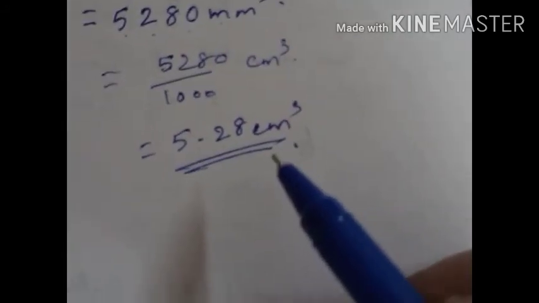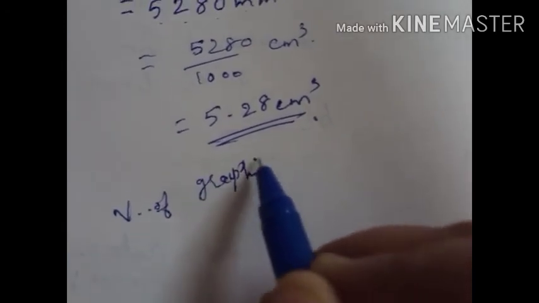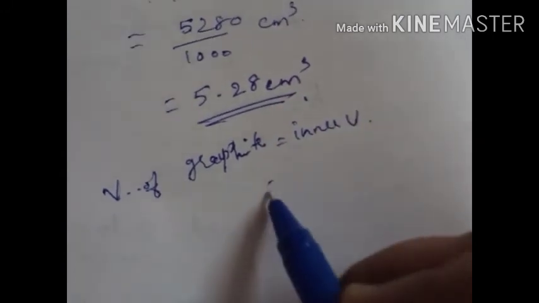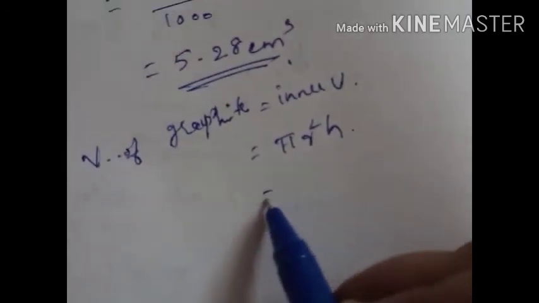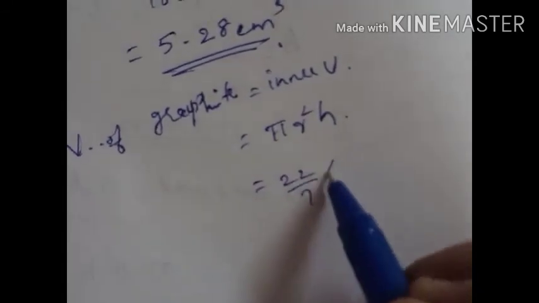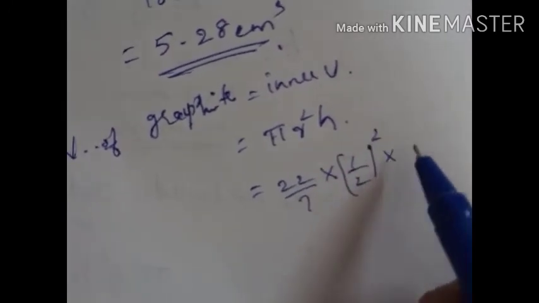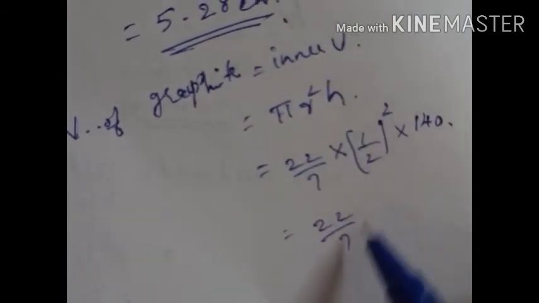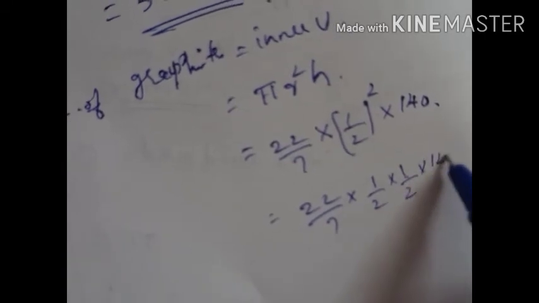Then we have to find the volume of graphite. Volume of graphite means what? Volume of graphite is inner volume. That is equal pi small r square h. That is equal 22 by 7 into small r is 1 by 2 square into h is 140. Then here 22 by 7 into 1 by 2 into 1 by 2 into 140.